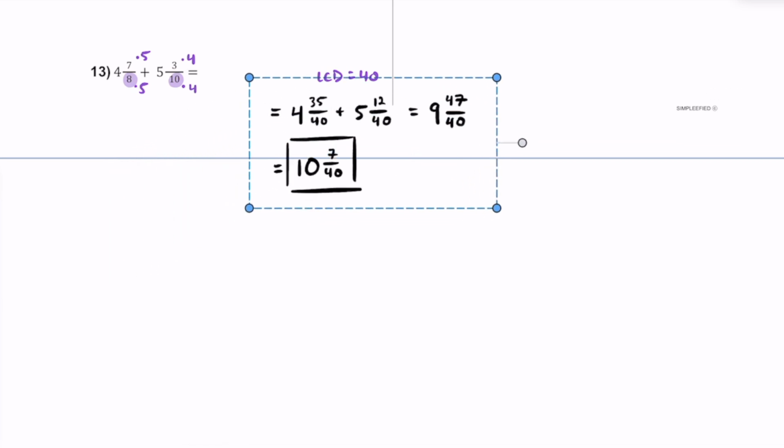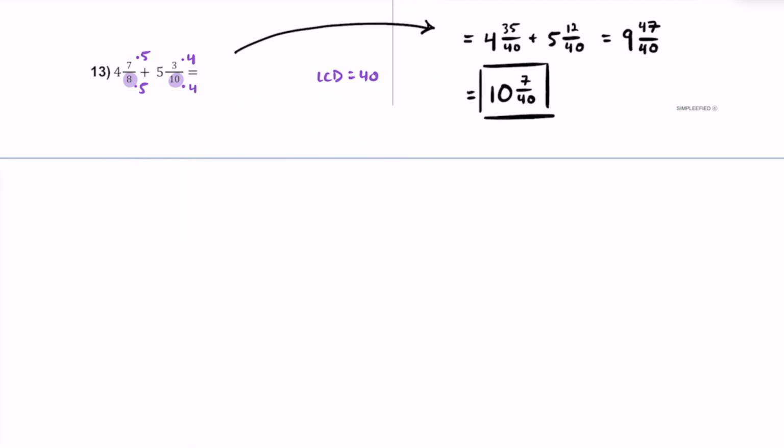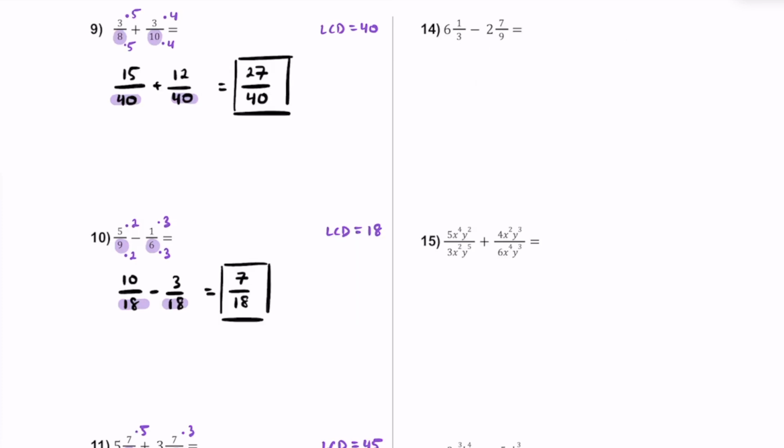All right, let me just move this right over here and draw an arrow so we know where that came from. In number 14, we have a difference here. We're going to be subtracting. Notice that we have these different denominators. So what's the first time 3 and 9 are going to meet?